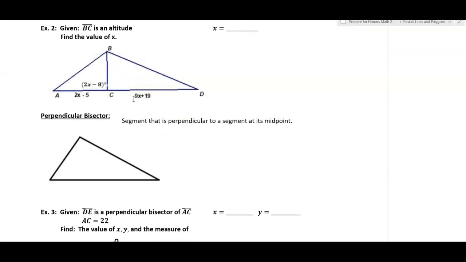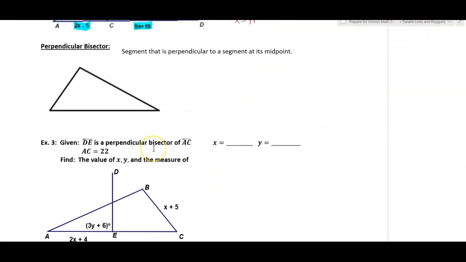So looking at example 2, you're given BC is an altitude. If BC is an altitude, what this and this tell you are basically distractors. What you need to know is if BC is an altitude, that angle measure, 2x minus 8, these angles are going to be right angles. So that would equal 90 degrees. And now if I go and solve for x, 2x equals 98, x is equal to 49. Okay?